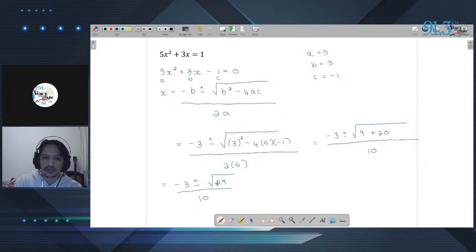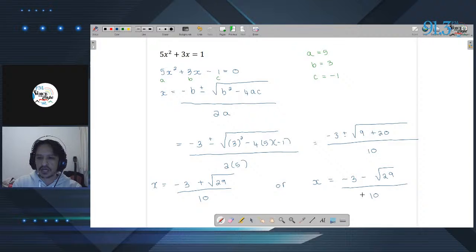Now, it's clear that they want us to use a calculator because they said 2 decimal places. I'll tell you now, when you're doing mainstream math at university, there are no calculators allowed. Right? So you would just have to leave it in surd form. So not to scare anyone out there, but that's just the reality. So x is equal to minus 3 minus square root of 29 over 10.